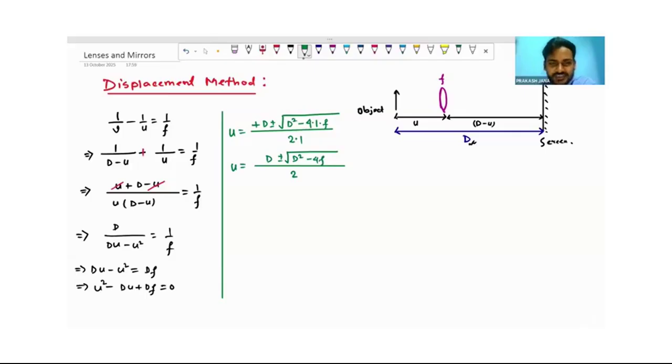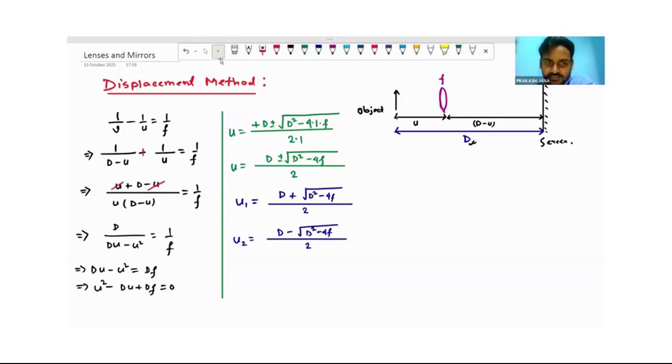Fine. So here we see that we are getting two values of u. First one, u1, we write as u1 is equal to D plus root D square minus 4Df by 2, and u2 is equal to, now we will consider the negative sign, D minus root D square minus 4Df by 2. Okay, so we are getting two values, u1 and u2.